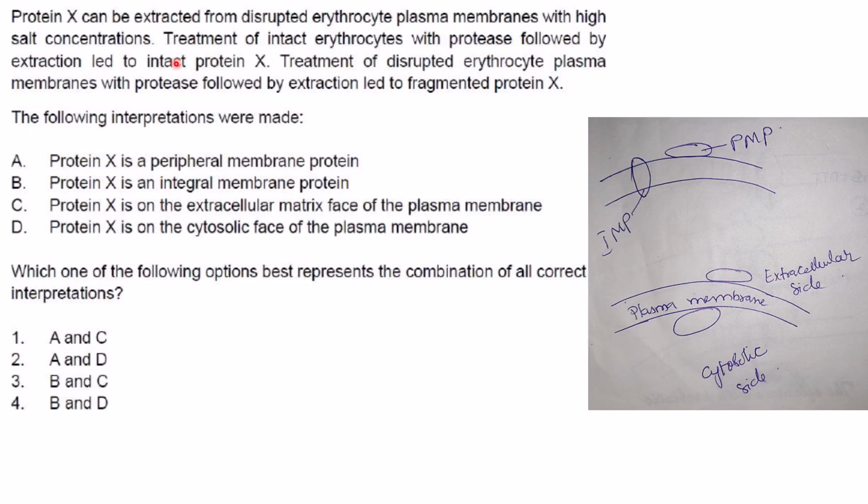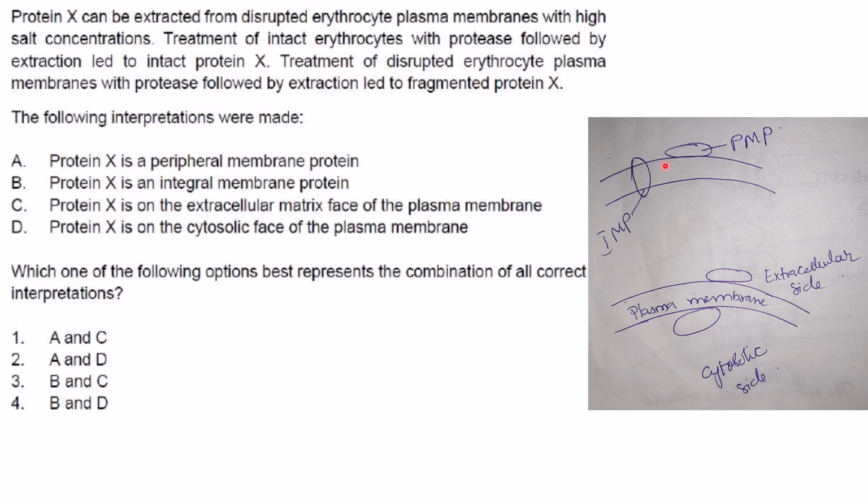That is why two experiments have been conducted here. One is they have disrupted the erythrocyte plasma membrane, treated with high salt concentration, and protein X got extracted. From that statement itself, you can come to know whether it is a peripheral membrane protein or an integral membrane protein. So what is a peripheral membrane protein? It is found on the plasma membrane, attached by electrostatic interactions, found on the surface of the plasma membrane, and usually it can be extracted by high salt concentration.